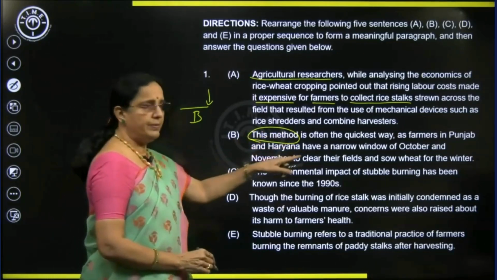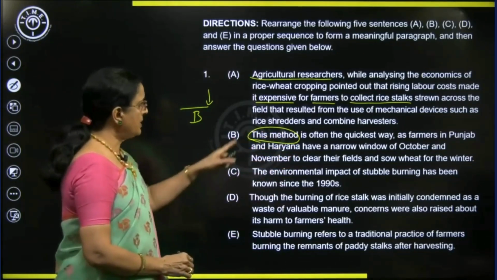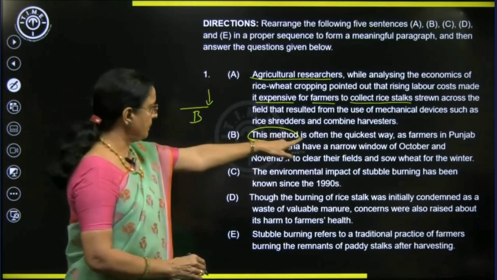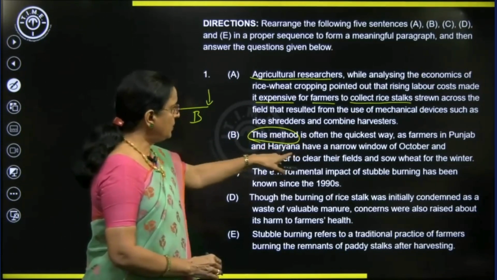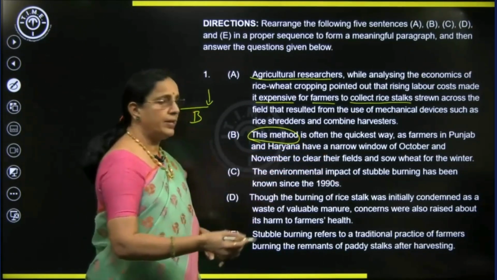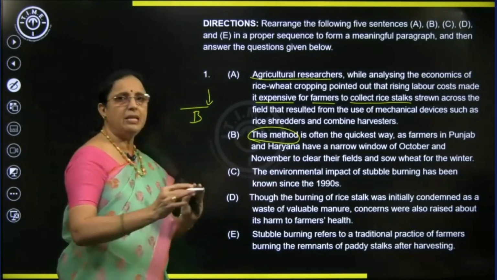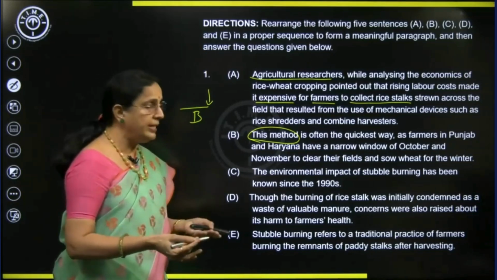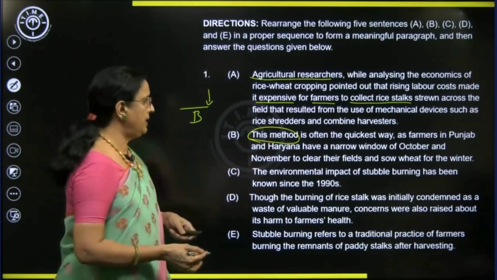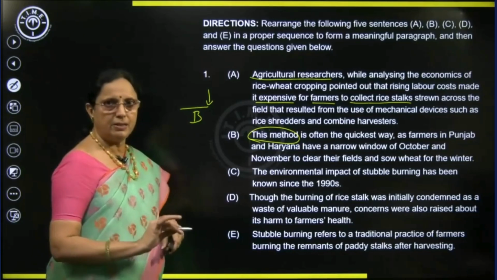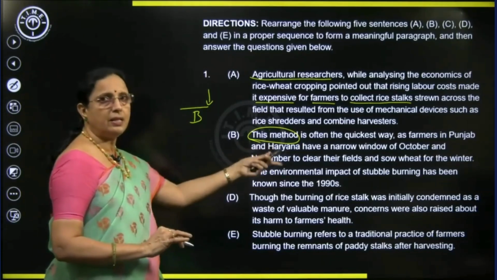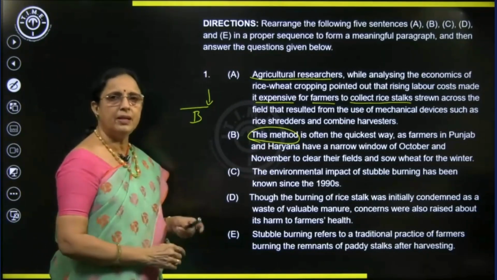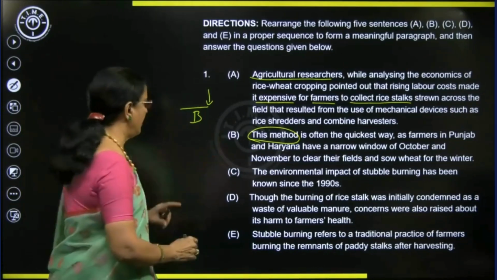So, there is a discussion of a problem here. What's the solution to the problem? This method helps the farmers to clear their fields and sow wheat for the winter. So, they want to do something very quickly because they should make their fields ready for the winter. Right, sow the wheat for the winter. Do you understand? So, they are changing their crop. So, some idea is better than no idea. So, that's a point. Clear.